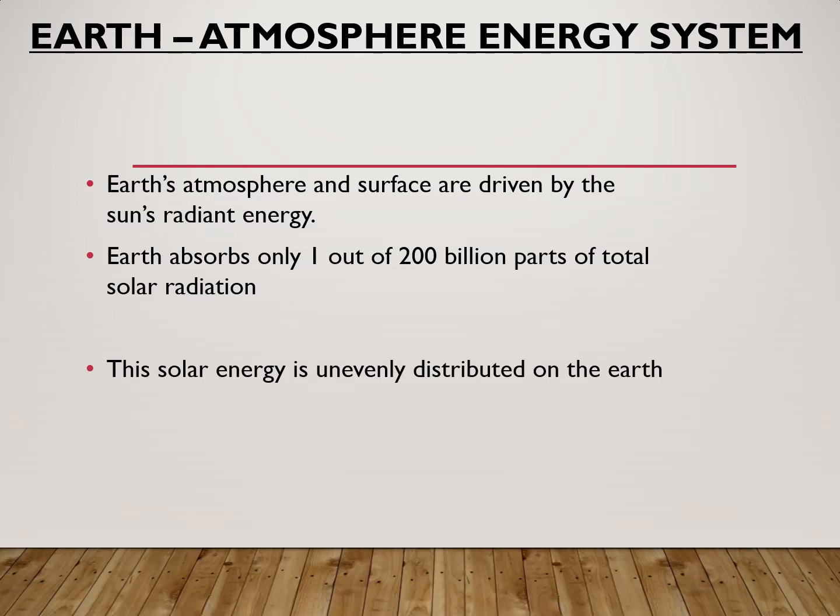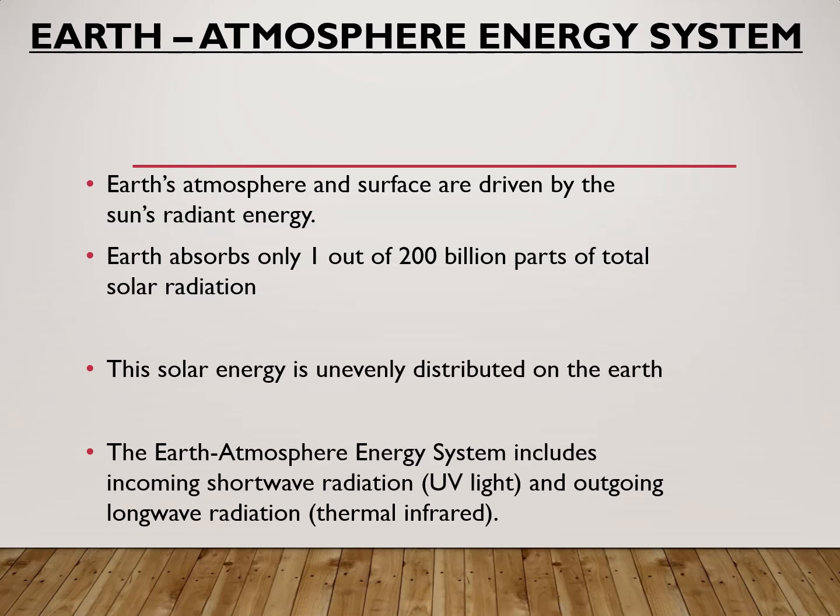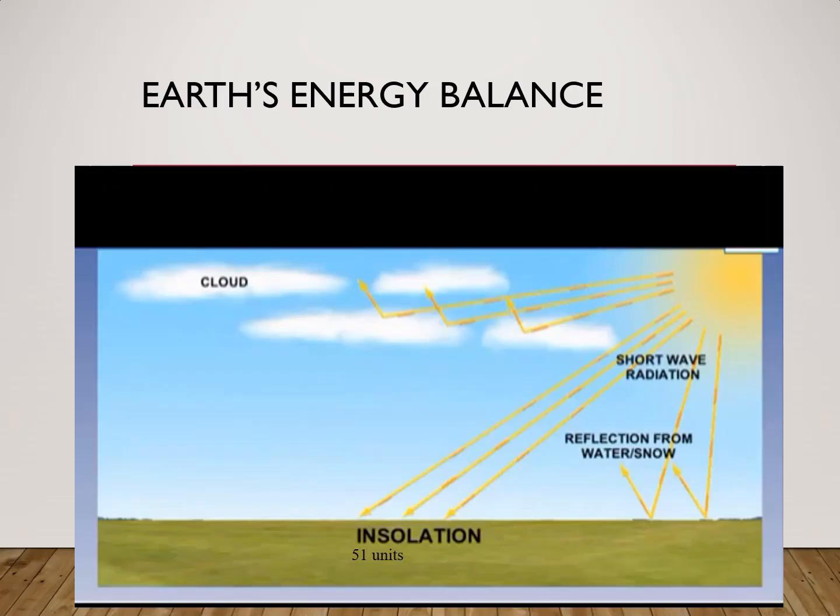This solar energy which reaches the Earth is unevenly distributed. All parts of the Earth do not receive the same amount of energy because the Earth is spherical, it is not flat. The Earth atmosphere energy system includes the incoming shortwave radiation, in the form of ultraviolet light that comes from the Sun, and the outgoing longwave radiation, that is thermal infrared, which is given off by the Earth towards space. Let's look at how the Earth and its atmosphere are heated by the Sun's radiant energy.